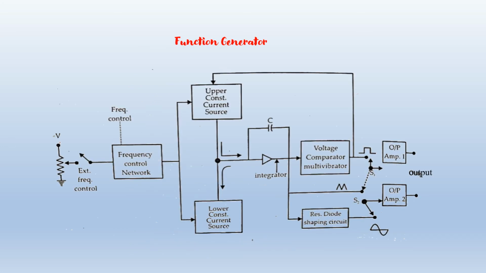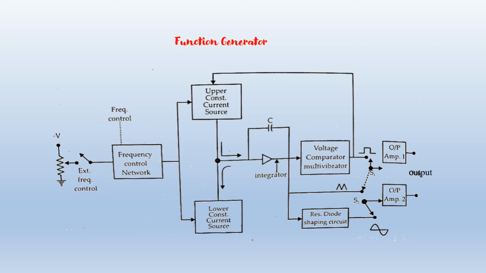Now let's move to the next instrument, that is function generator. Function generator provides sine, square, triangular waves with a frequency range of a few hertz to certain kilohertz or megahertz. The frequency can be changed by using the frequency control on the front panel.